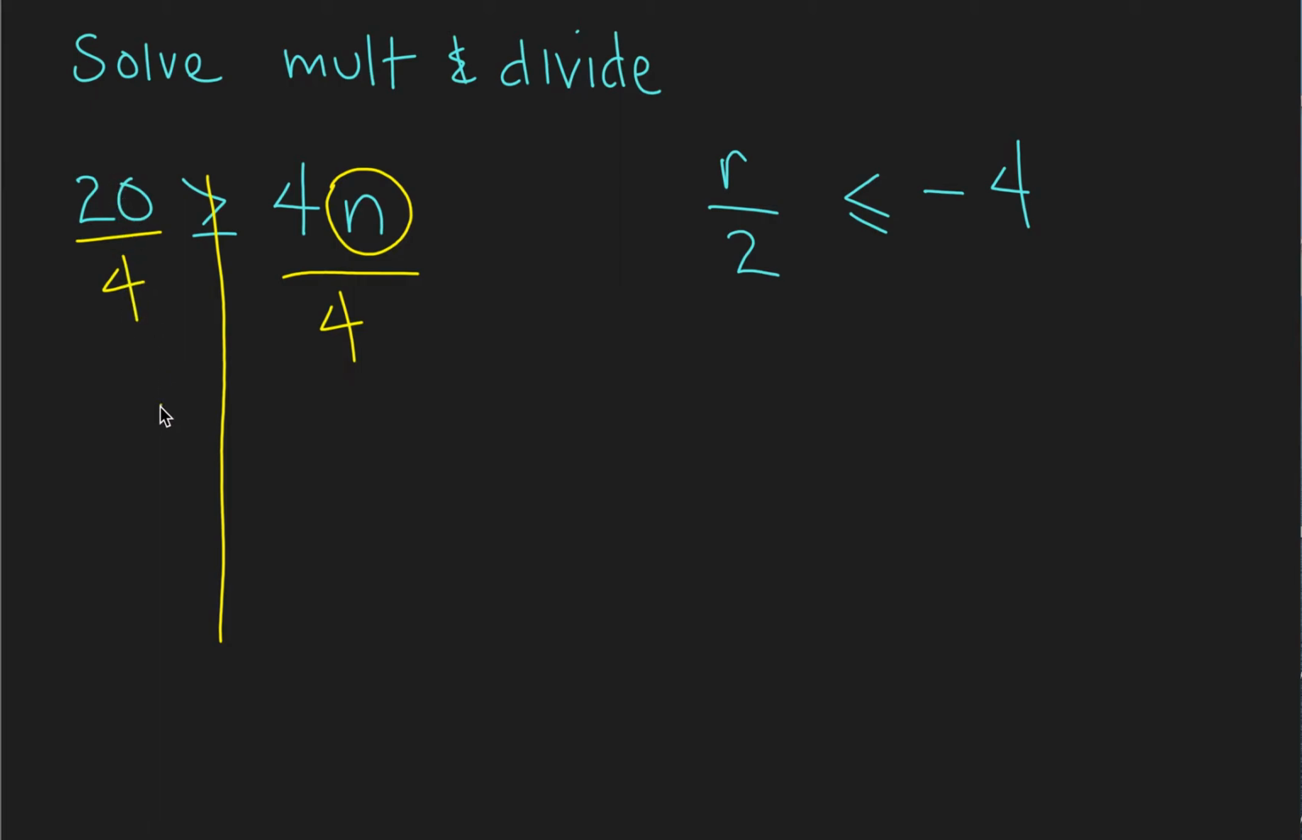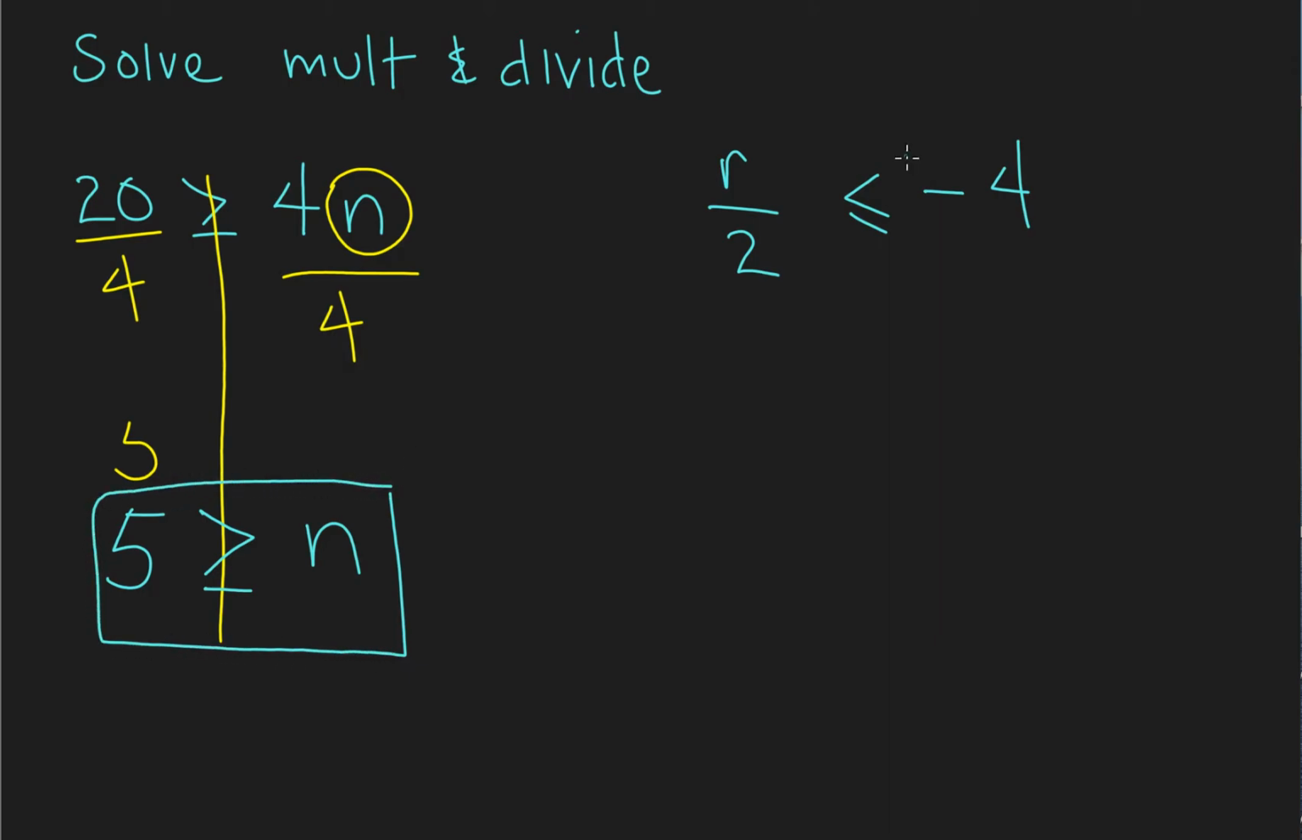So 20 divided by 4 gives me 5. Let's change that color. So we get 5. 4 divided by 4 is 1, which leaves me 1 times n, or just the n. We've got our inequality sign there, and we're left with 5 is greater than or equal to n.